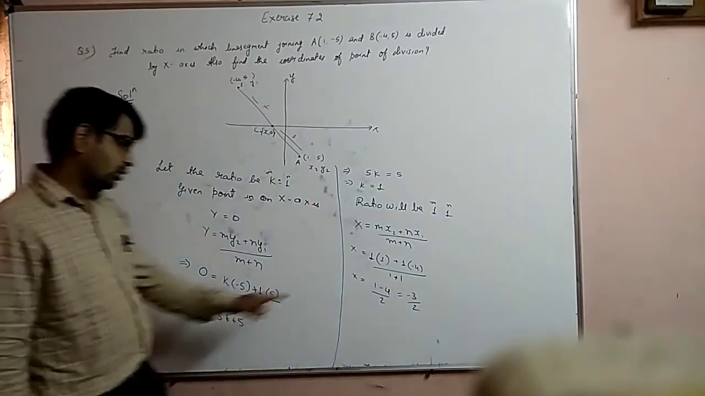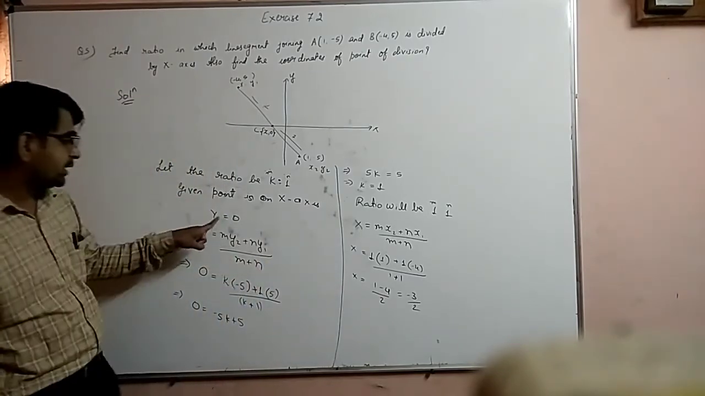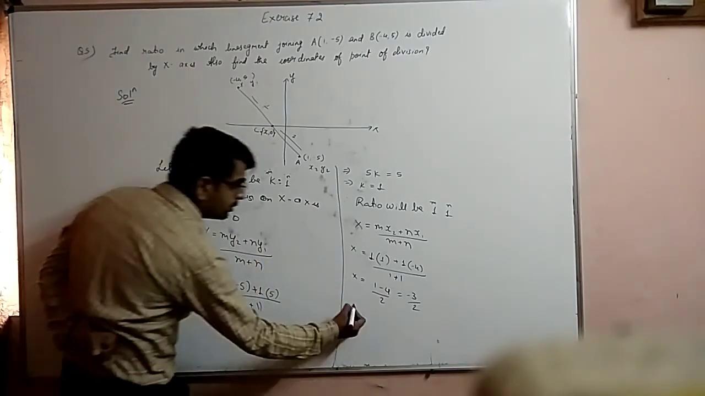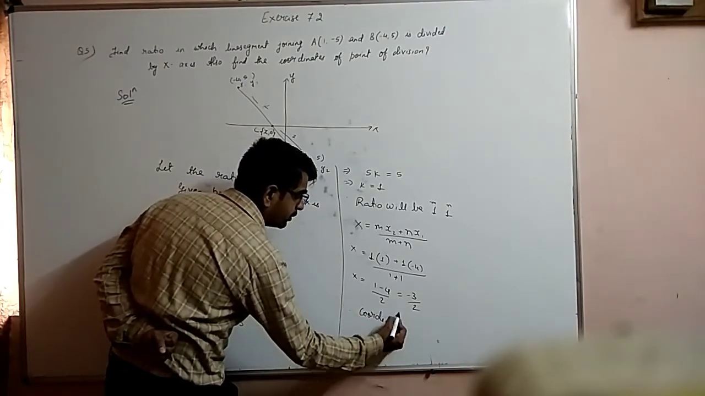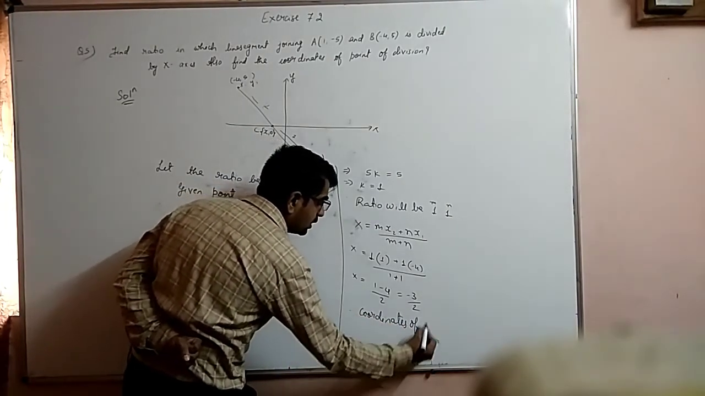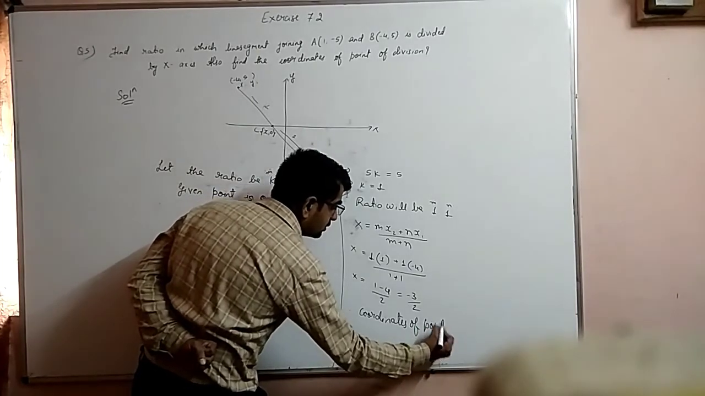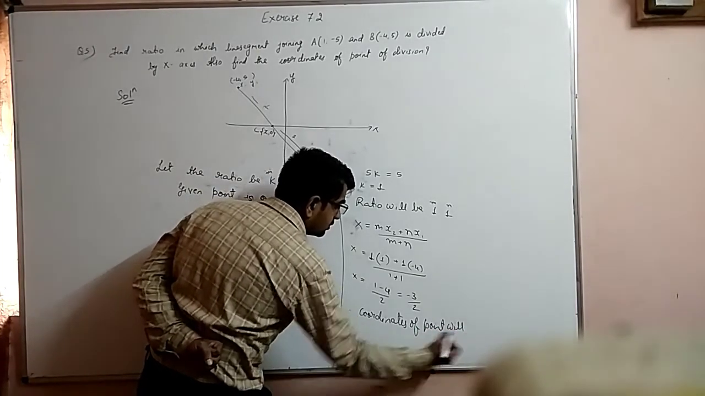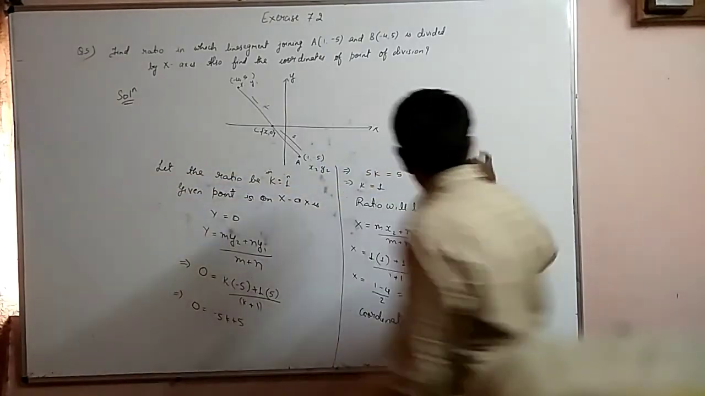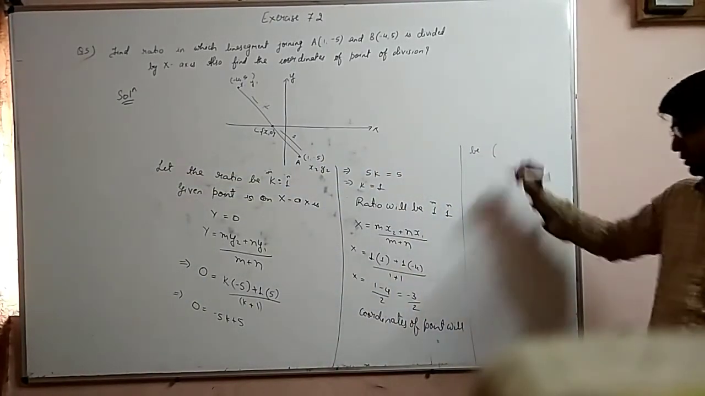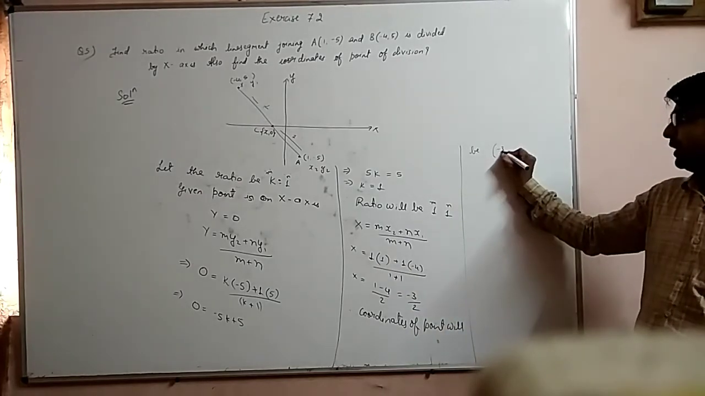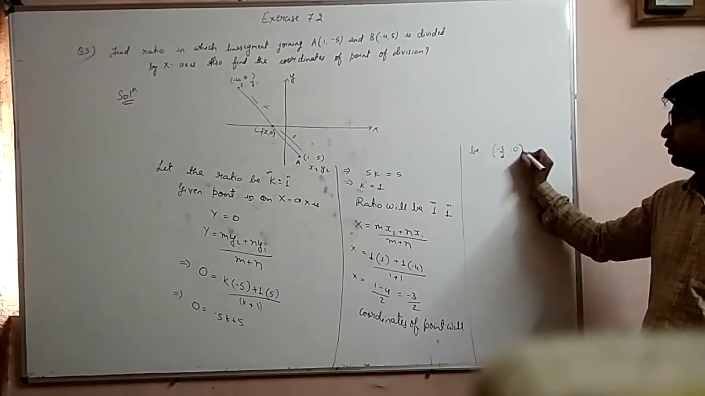Okay. Now I have the value of x. I know y is 0. Therefore, what will be the coordinates of the point? Coordinates of the point will be x is minus 3 by 2 and y is 0.